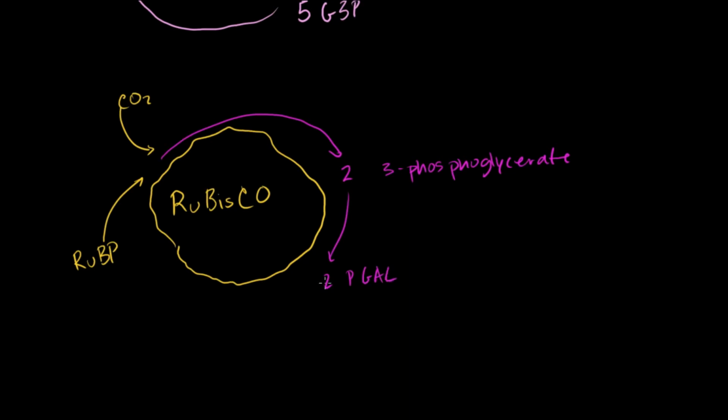And then for every 6 of these that are produced, and maybe I should write a 3 here, a 3 here, and then I'll have 6 of these, and then I'll have 6 of these. And for every 6 of these that are produced, 5 P-gals, or glyceraldehyde 3-phosphate, go back into the cycle to produce the ribulose biphosphate, and one of them is kind of our end product of photosynthesis that can be used to produce other carbohydrates, so 1 P-gal.